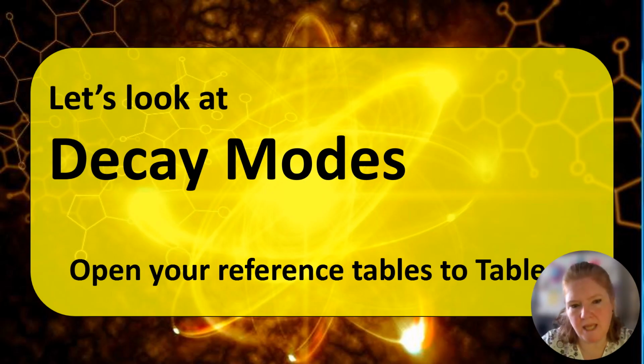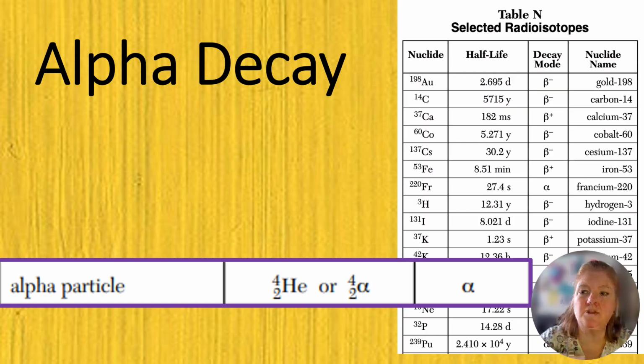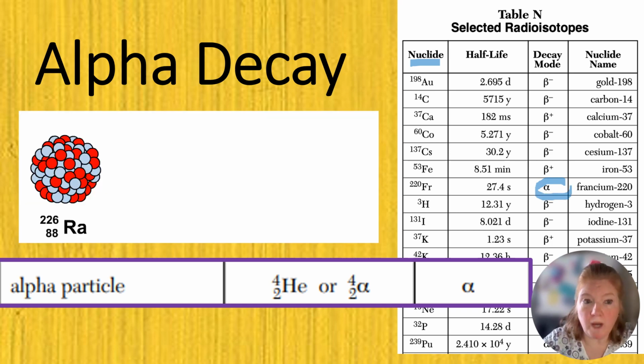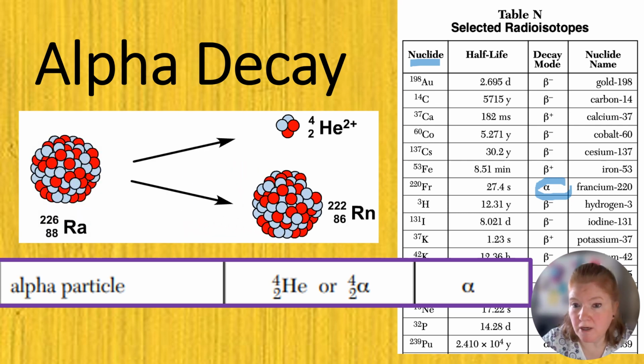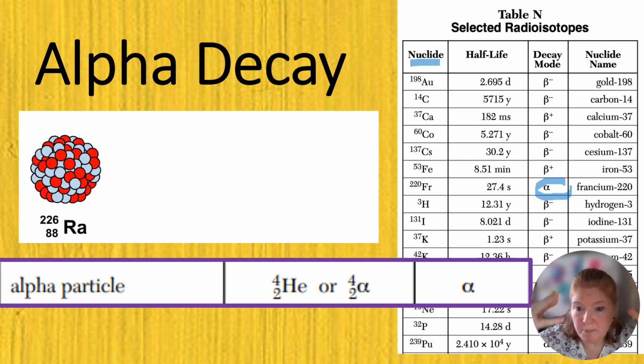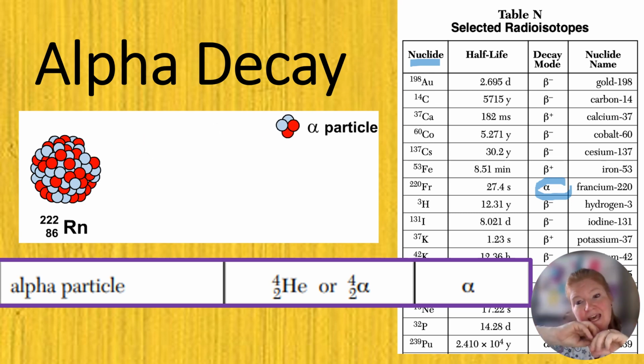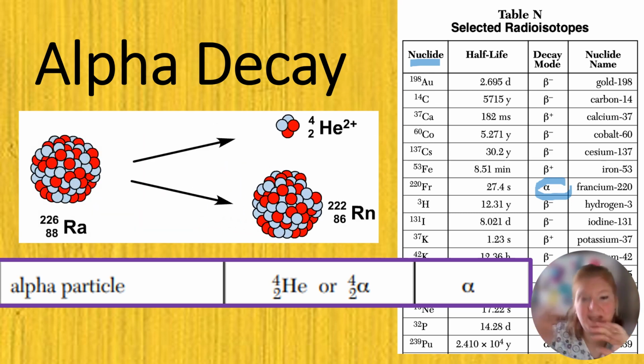All right, let's look at decay modes. So we need table N. All right, so when you look at table N, you could see some of these nuclides, right? A specific nucleus with a specific proton, specific neutrons, have alpha decay. What happens in alpha decay? Well, you have a nucleus that breaks apart and releases an alpha particle in the process and then transmutates into a new element.